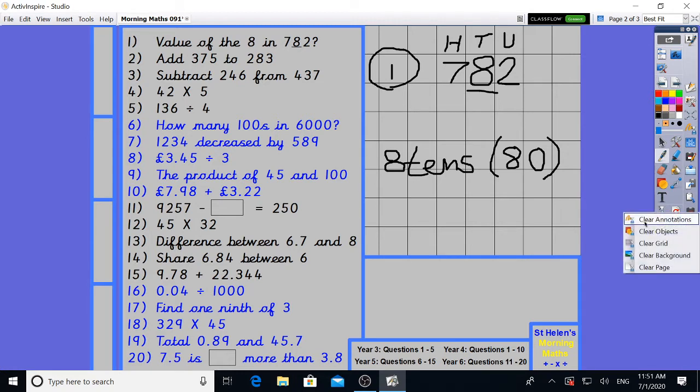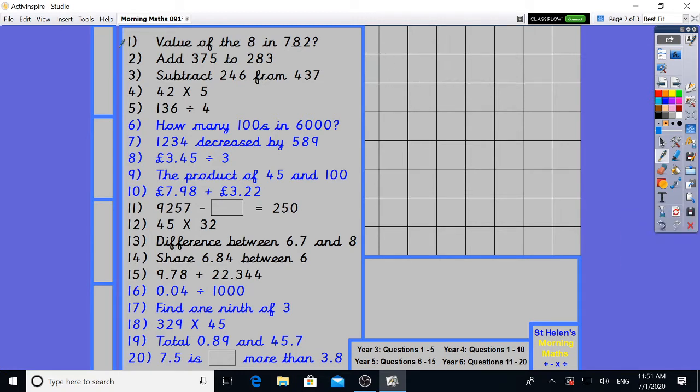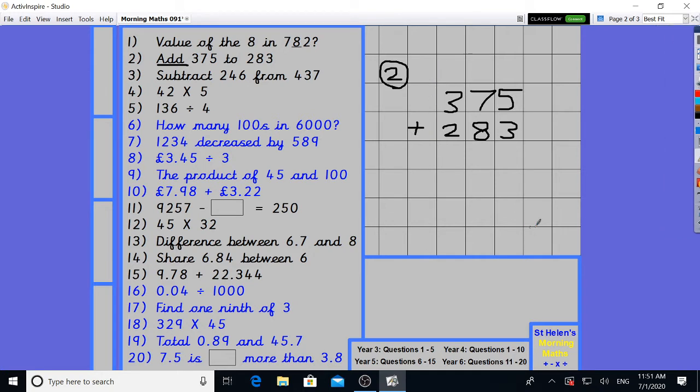Pause if you need to copy that. Question 2, it says add. So we'll add. We will plus 375. Add 375 to 283. Line it up carefully so that it's lined up down the right, which is that side. Line it up down there. It lines up down the left as well, doesn't it?